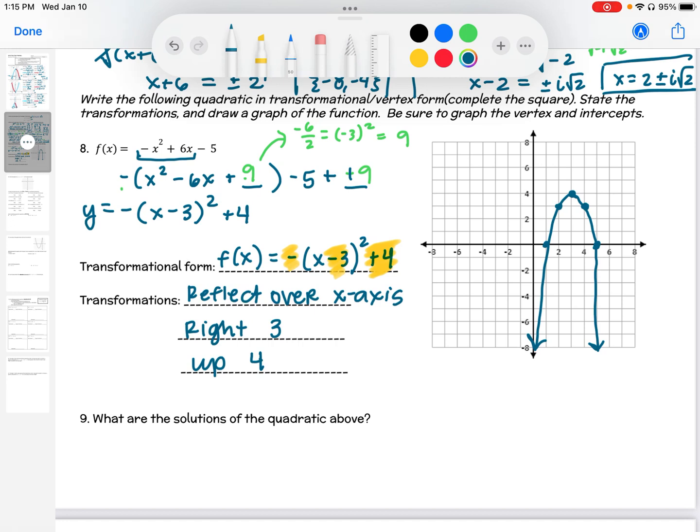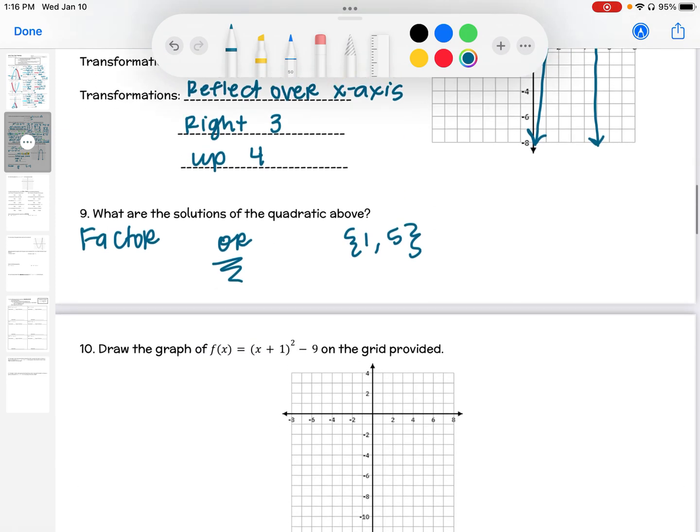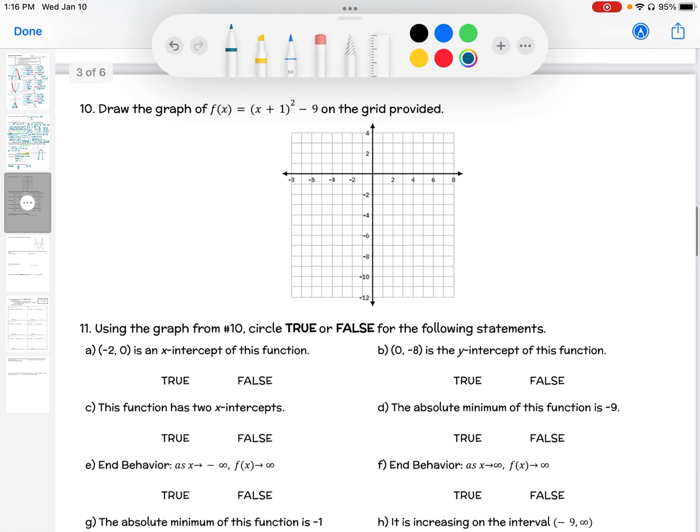So you can do number 9 by factoring, or since we have the graph up here, we can go ahead and use the graph. So I'm going to go ahead and just say that where we cross the x-axis are our solutions. So 1 and 5. Okay, so let's go ahead and go to the next page.